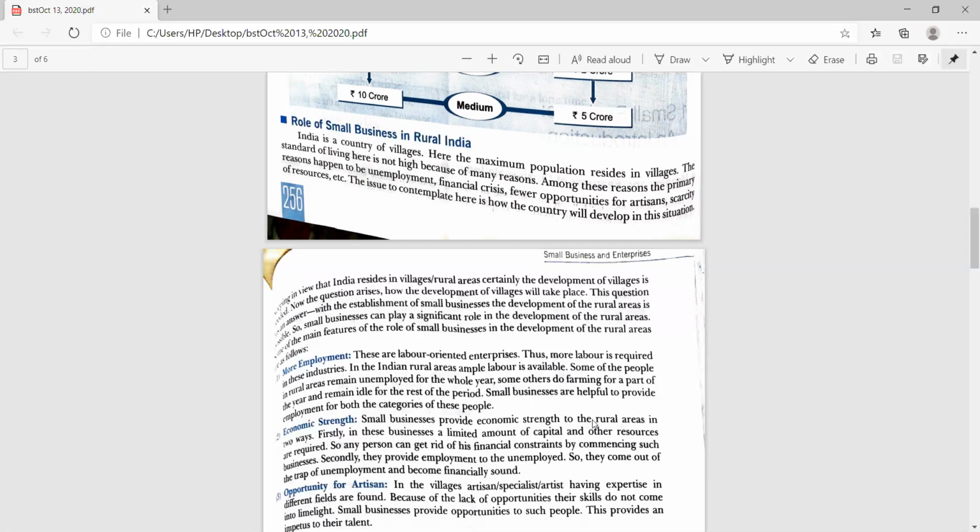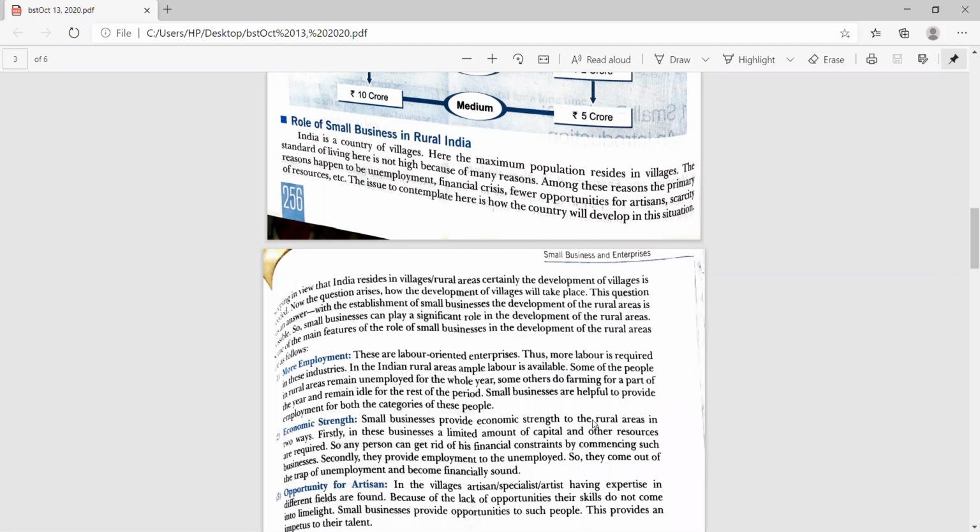Now the question arises, how does the development of the villages take place? The answer to this question is that with the establishment of small businesses in the rural area, we can develop it, because small business plays a very significant role in the development of rural areas. So by promoting the small business, we can develop the rural areas.